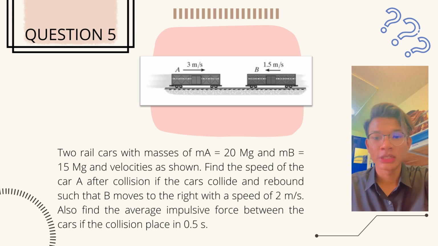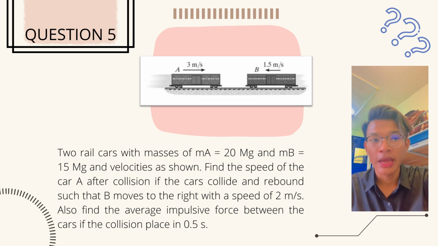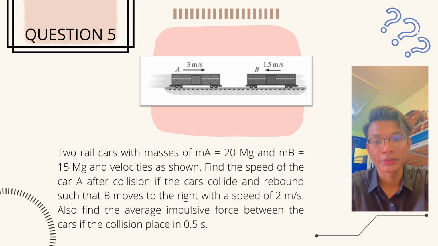For the last question, which is question 5, two rail cars with masses of MA equal to 20 Mg and MB equal to 50 Mg and velocities as shown in the figure. Find the speed of car A after collision if the cars collide and rebound such that B moves to the right with a speed of 2 meters per second. Also, find the average impulsive force between the cars if the collision takes place in 0.5 seconds.